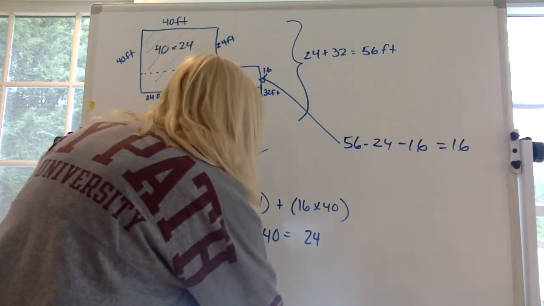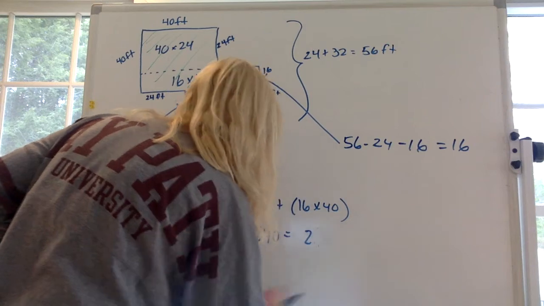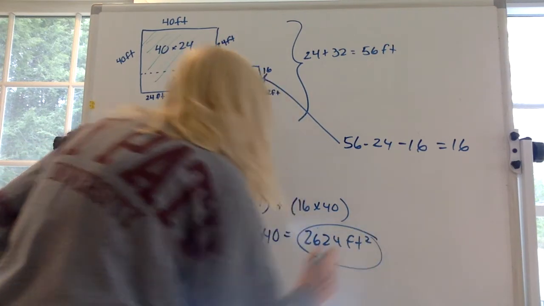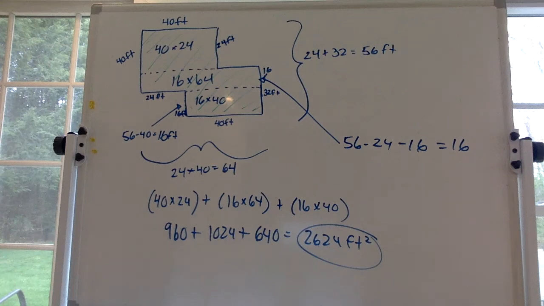2624, sorry. 2624 feet squared. So that's how much square feet of hardwood flooring I would need if I was going to put hardwood floor down in this house.